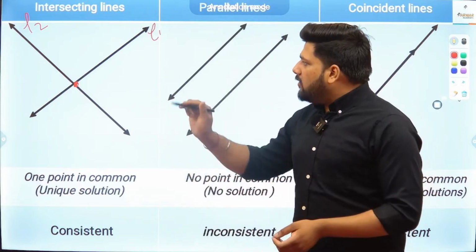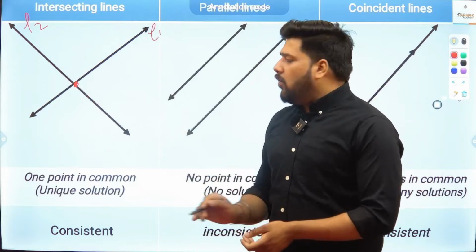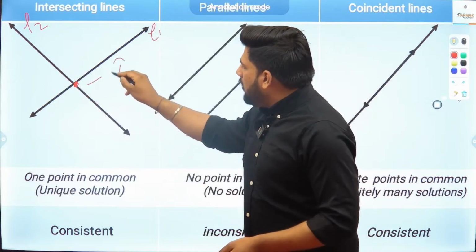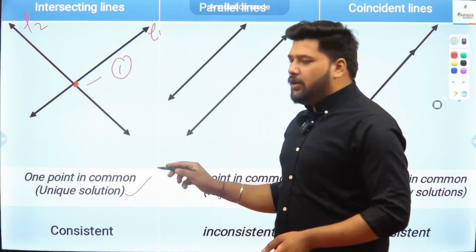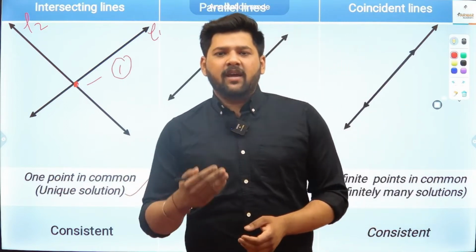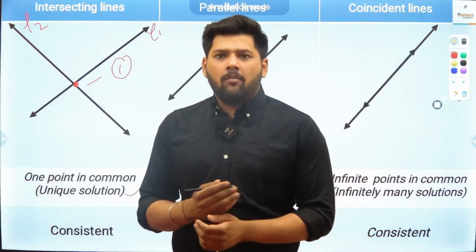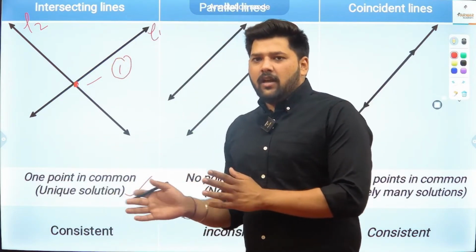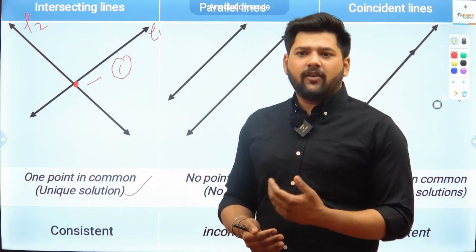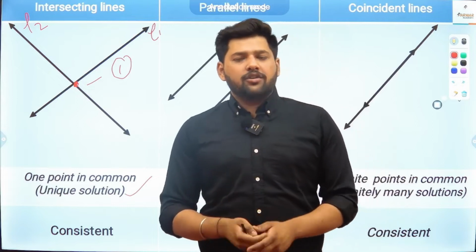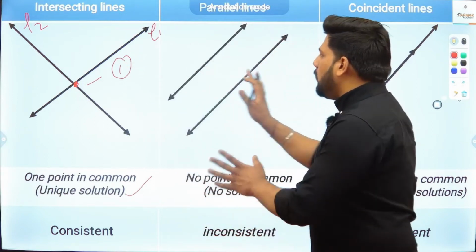So look at here, in the first case, how many common points are there? There is only a single common point, one point in common. So there is one solution. The solution of a pair of linear equations represents a point that is common to both the equations. If there are two common points, there are two solutions, 5 common points, 5 solutions, 1 common point, 1 solution, no common point means there is no solution.